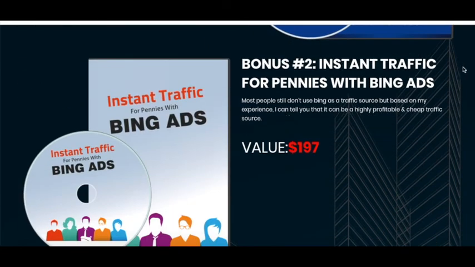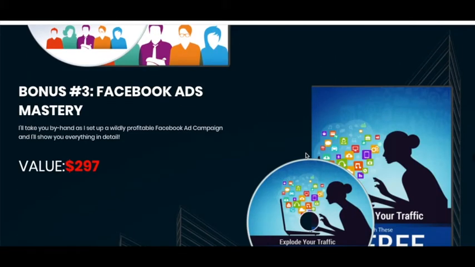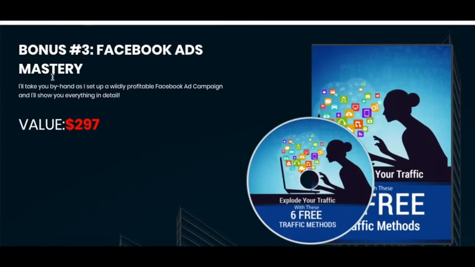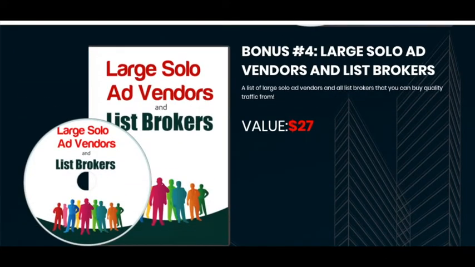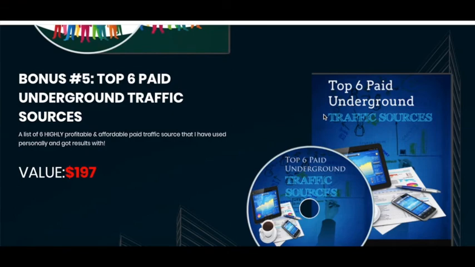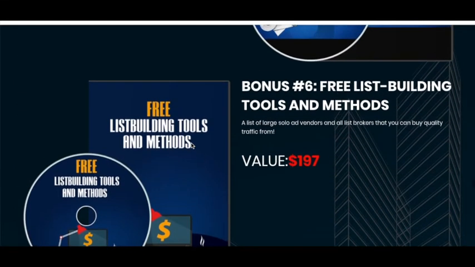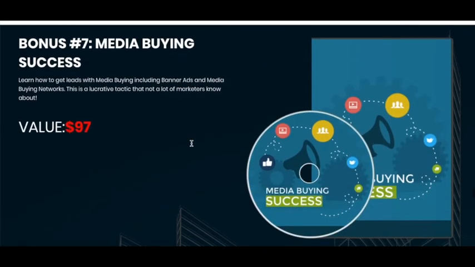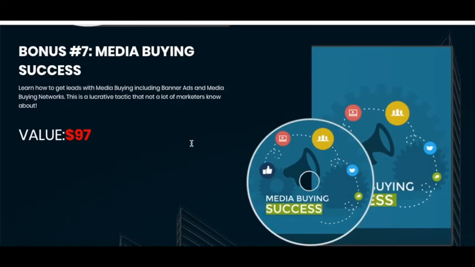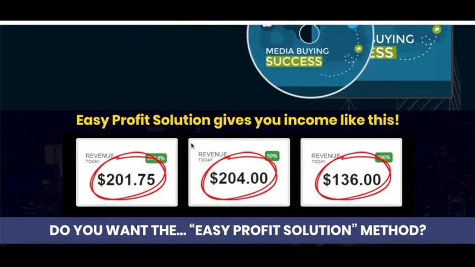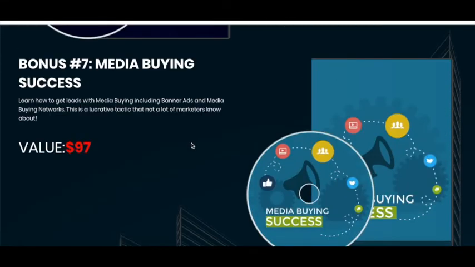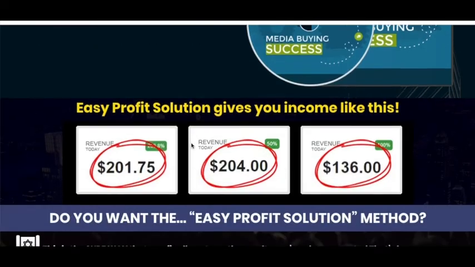Bonus number 2 is instant traffic for penny with Bing ads, $197. Bonus number 3 is Facebook ads mastery. Bonus number 4 is large solo ad vendor and list broker. Bonus number 5 is top 6 paid underground traffic sources. Bonus number 6 is free list building tools and methods. Bonus number 7 is media buying success. Okay, so you're getting some amazing bonuses from Easy Profit Solution, and these are really good bonuses.